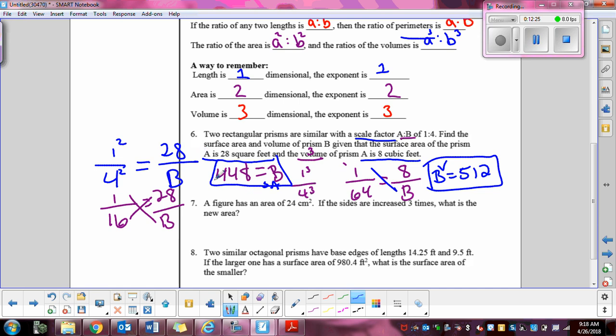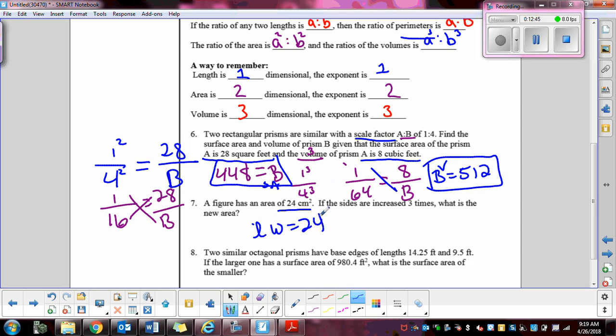Alright, it says a figure has an area of 24 centimeters. If the sides are increased 3 times, what is the new area? So if we're talking about an area, we're going to multiply the length and the width. So length times width equals 24. If the sides are increased 3 times, what is the new area? So we're saying all sides are increased 3 times.